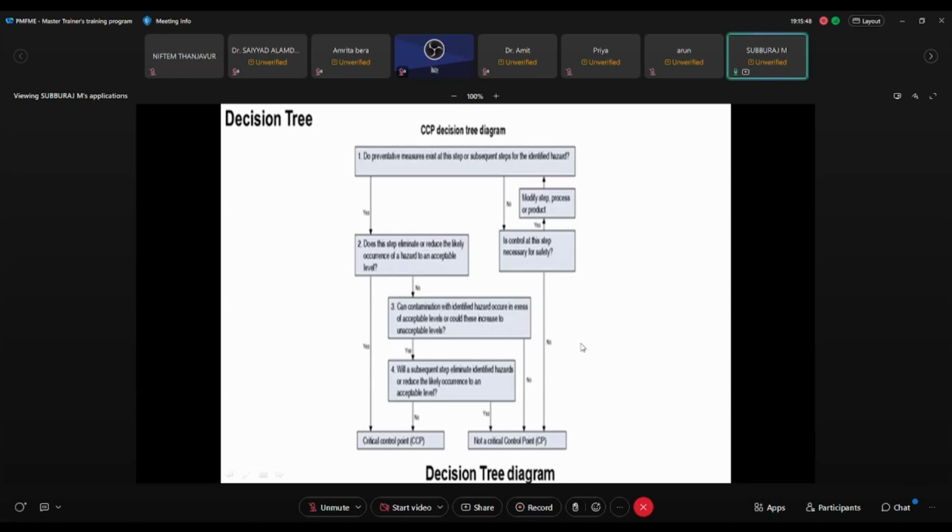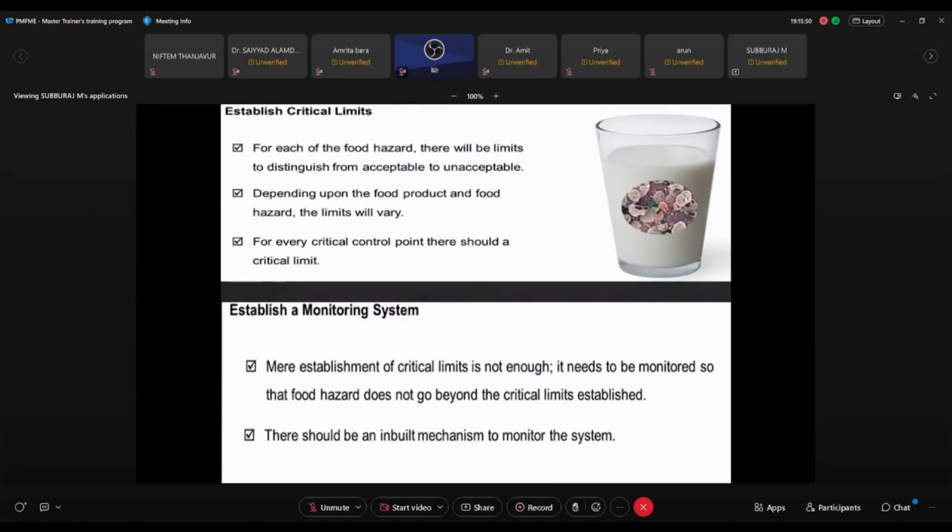So for killing the microorganisms, we will put the system accordingly. Next, we are going to establish the critical limit. In the case of Salmonella, Salmonella should be absent in the milk. It shouldn't be there. So Salmonella we have to kill. How will we kill it? So, establish the critical limit. If Salmonella is there, pasteurization can kill it.